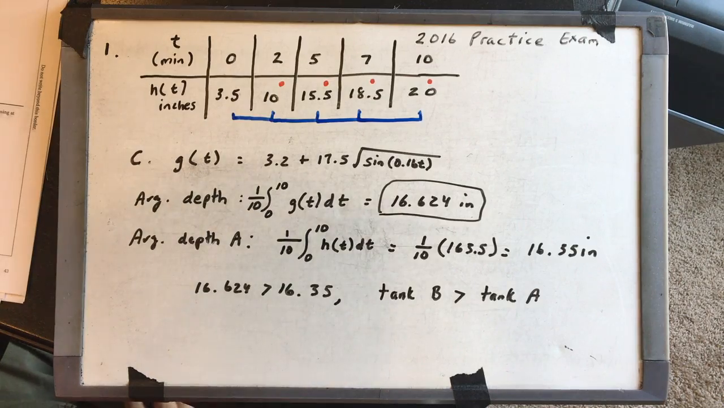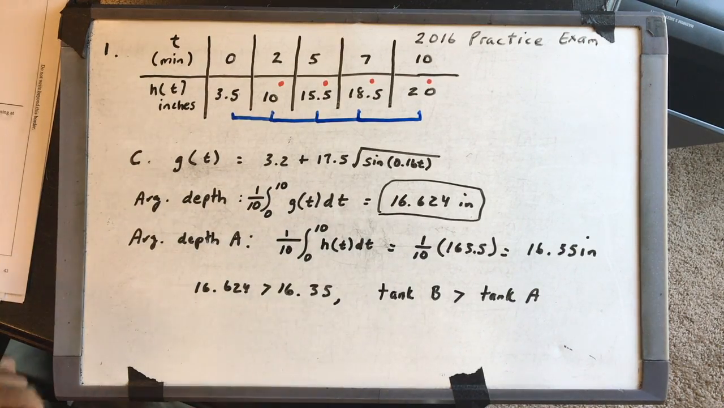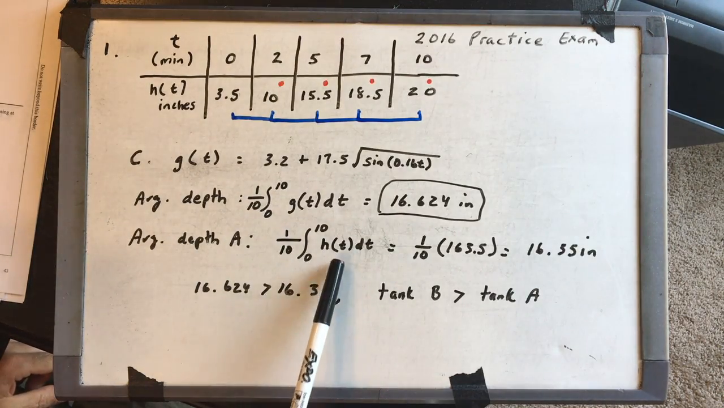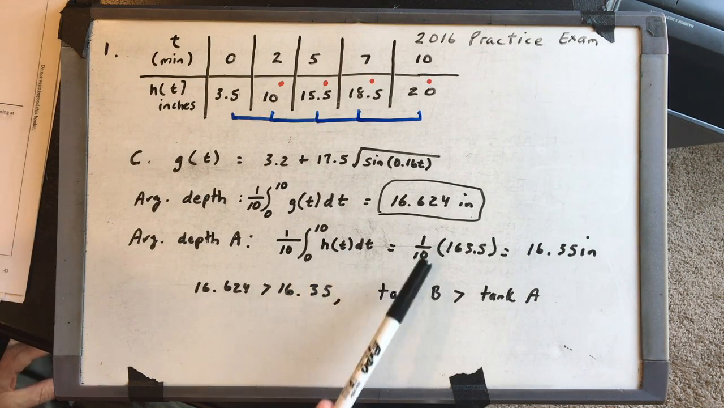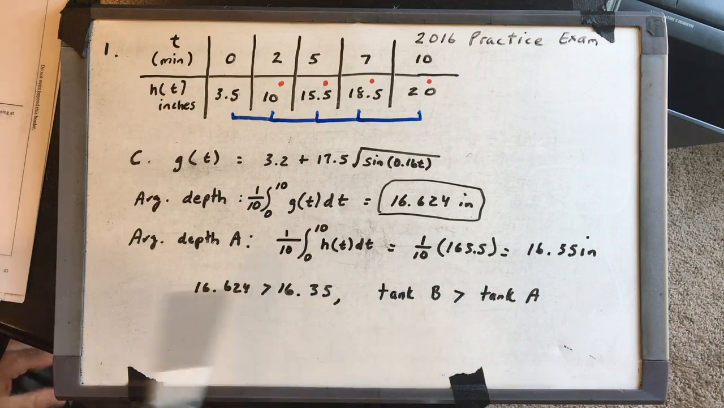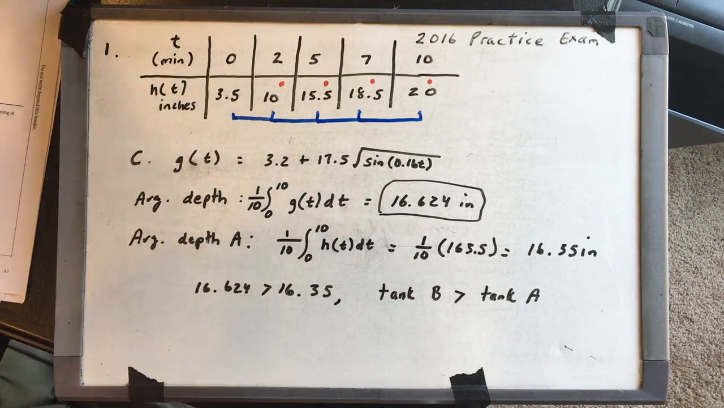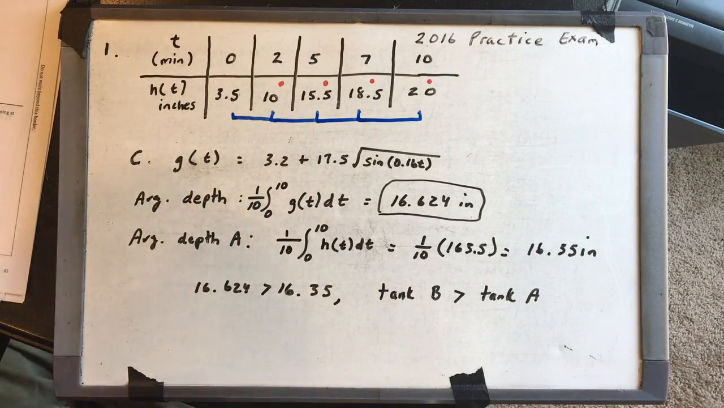Okay, it's pretty close, but what they're looking for is can you figure out what the average depth in tank A was? Do you know that you just multiply 1/10 times that total depth? Okay, so that is part C. Let's take a look at part D.